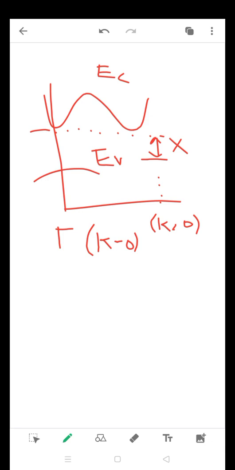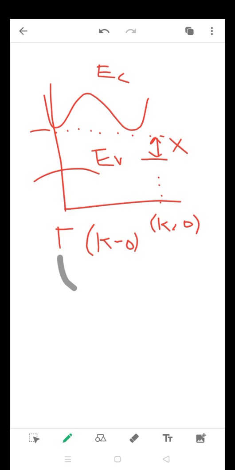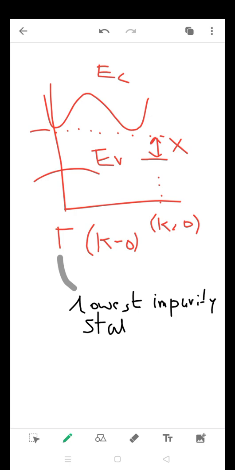Now, the orbit associated with the lowest impurity state, composed of conduction band eigenstates near k is equal to 0, is labeled as gamma. So I will write it down as this. This gamma corresponds to the orbit associated with the lowest impurity state, and it is composed of conduction band eigenstates near k is equal to 0. This is called the gamma state.